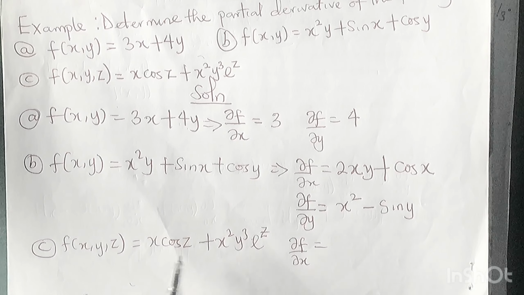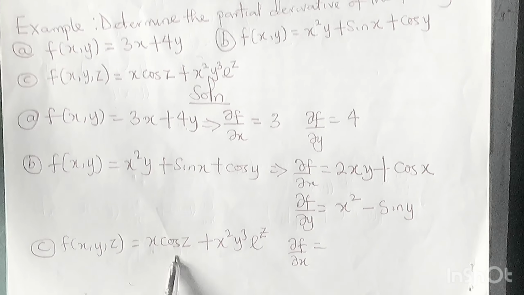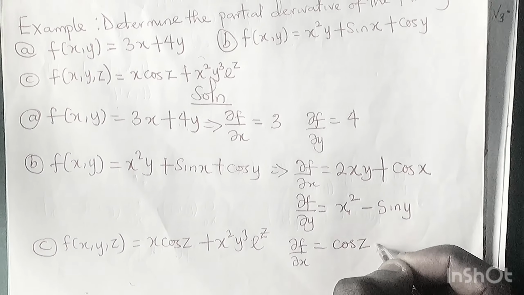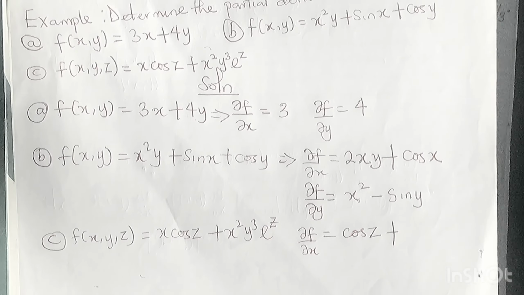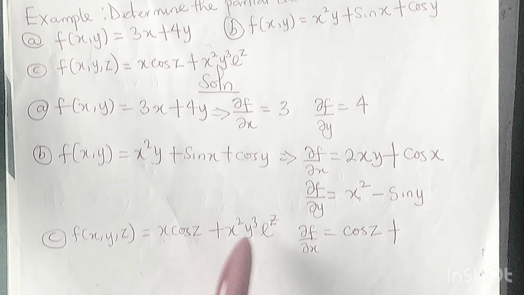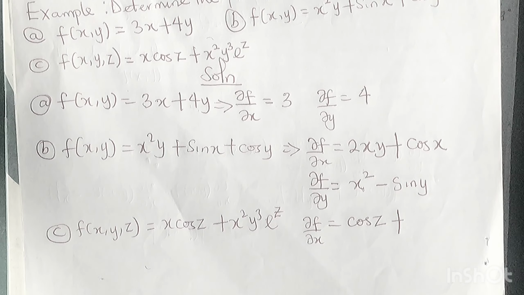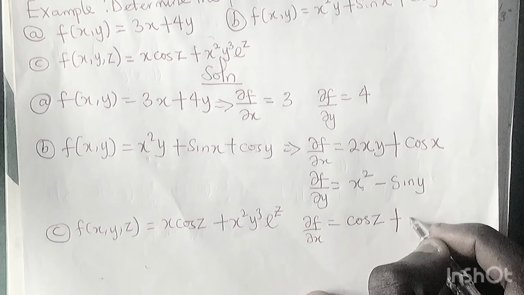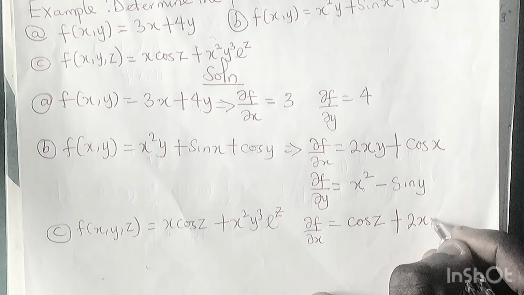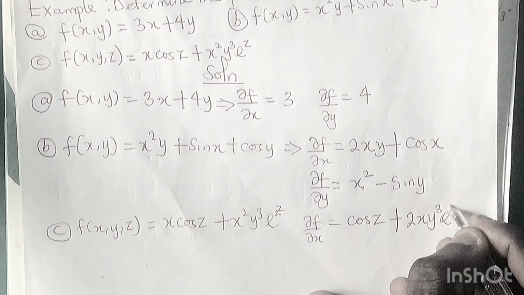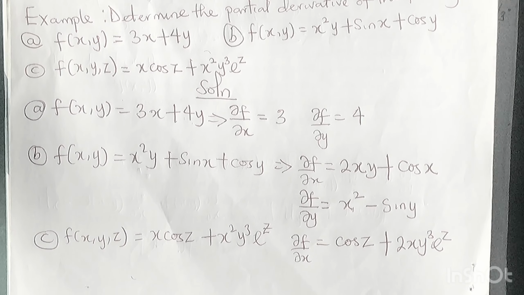If you differentiate x, what will you get? 1 multiplied by cos z, that will give us cos z, plus you are differentiating with respect to x. Don't forget, if you differentiate x squared, you get 2x. You leave everything else as they are, so that's 2x y raised to power 3 exponential z. Are you seeing that now?